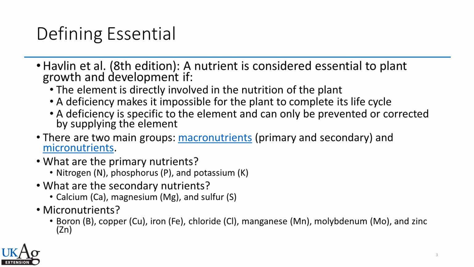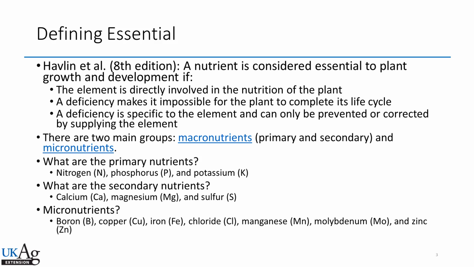When we define essential elements, I like to refer to the definition provided by Haviland in his textbook, where a nutrient is considered essential if it meets three criteria. First, the element is directly involved in the nutrition of the plant, so it's involved in metabolic processes. A deficiency in the nutrient makes it impossible for the plant to complete its life cycle, and a deficiency specific to that element can only be corrected by supplying that element. So adding some sort of other amendment won't correct this deficiency.